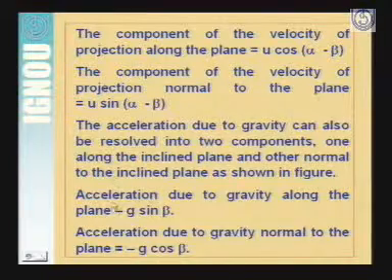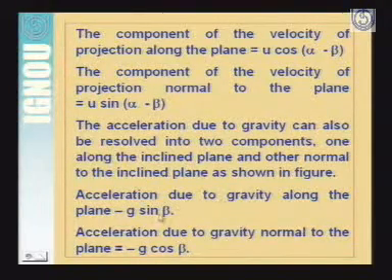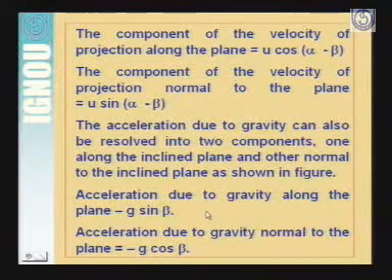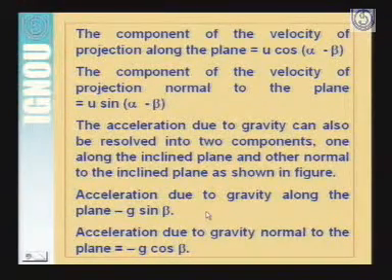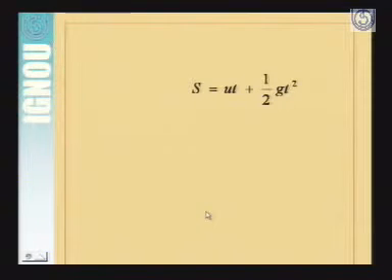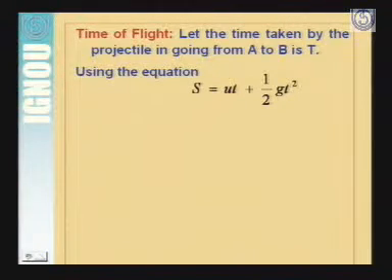Similarly, we have already discussed that the acceleration due to gravity along the plane is minus g sin beta, and acceleration due to gravity normal to the plane is minus g cos beta. So first of all, let us try to understand what we mean by time of flight. Time of flight is the time taken from the point of projection to the point where it drops on the inclined plane. So let the time taken by the projectile in going from A to B be capital T. That is the time of flight.